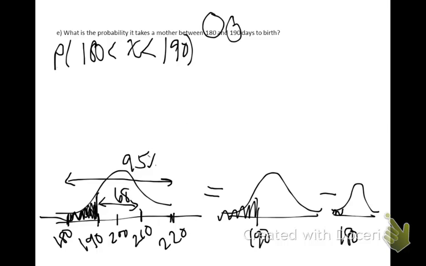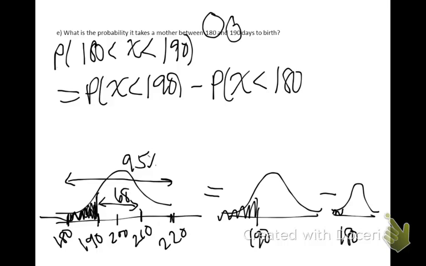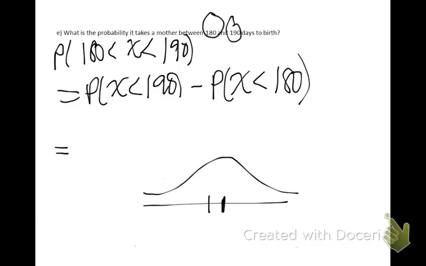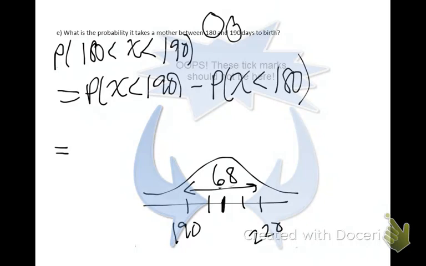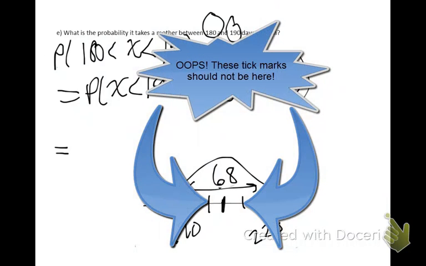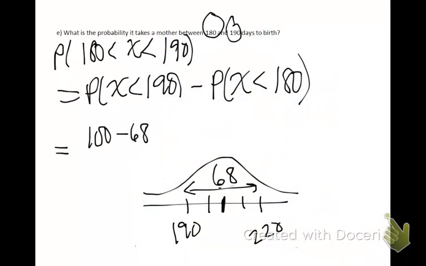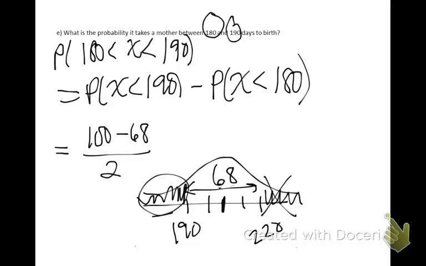Using notation, we could rewrite this as the probability that x is less than 190 minus the probability that x is less than 180. To get the probability of being less than 190, we'll use empirical rule. We know there's 95% of the data between 190 and 210. We know there's 68% of the data between 190 and 210. If we take 100 and subtract out this 68%, that leaves over the lower tail and the upper tail. If we divide this by 2, it eliminates the upper tail and lets us keep the lower tail.